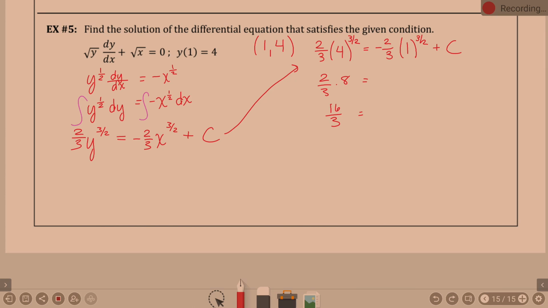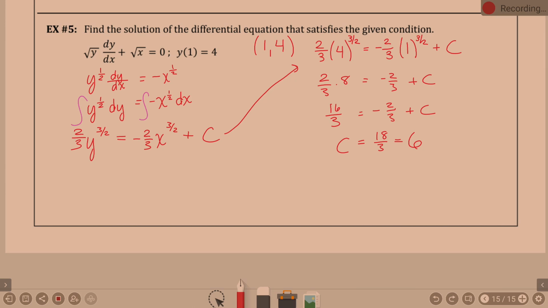This is just negative 2/3, right? 1 to any power is going to be 1. So that is negative 2/3. And we have a plus c. So c is 6. Okay. Then can we multiply by 3? No, c is 18/3, which is 6. I haven't gone back to the original yet.